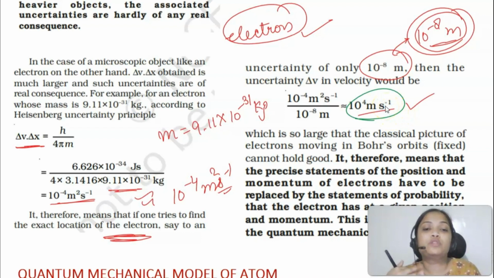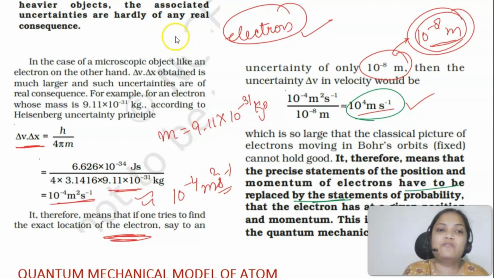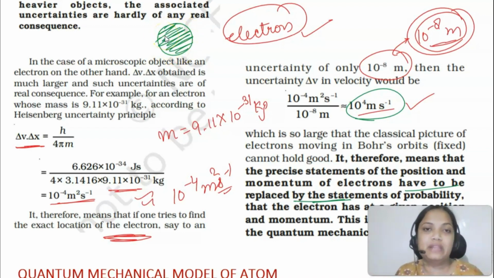So it means position and momentum of electrons we cannot tell simultaneously, so we cannot tell about the path also. That Bohr said electrons revolve in a definite path, but that is not holding true here. So that's what I said, that we have to replace these by the statement of probability at a given position and momentum. Meaning we can say that at this given position and momentum, the electron can be found in this region. There's a probability that the electron will be found in this region. So we cannot tell exactly that electrons revolve in a circular path.